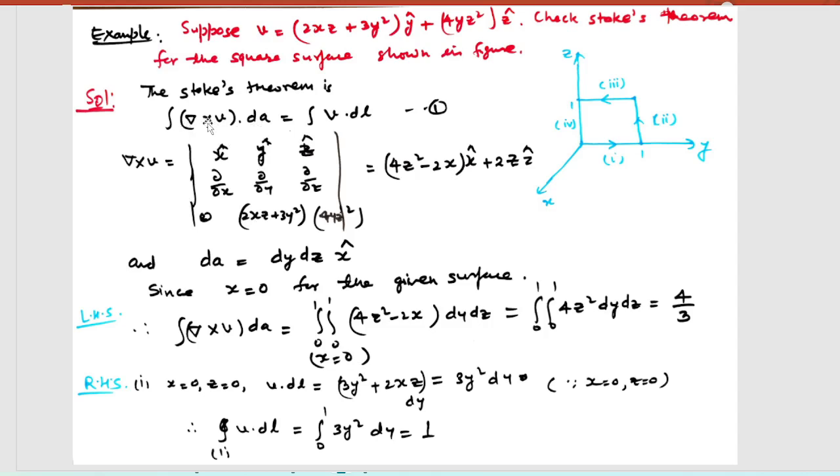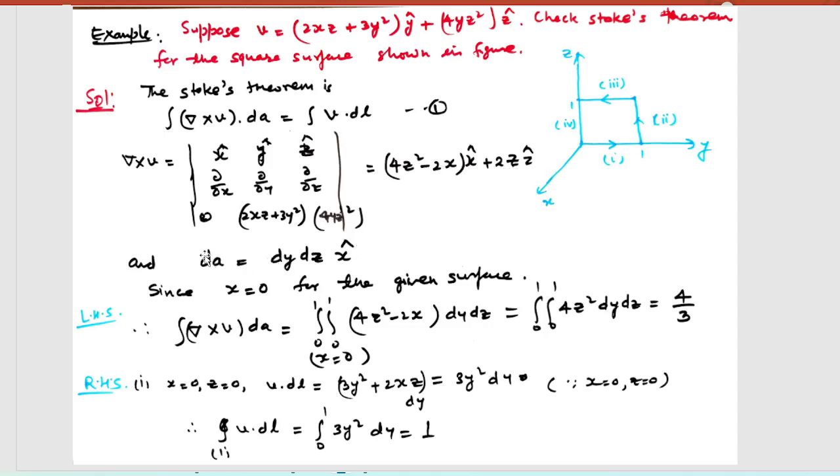First we have to find the curl of this vector function B. It is in x, y, z, so it is in the Cartesian coordinate system. So del cross B will be the determinant with x cap, y cap, z cap, del by del x, del by del y, del by del z, and the components of B. There is no x cap component, so it is 0, then 2xz plus 3y square, and 4yz square. If you expand this using the determinant method, it is (4z square minus 2x) x cap plus 2z z cap.